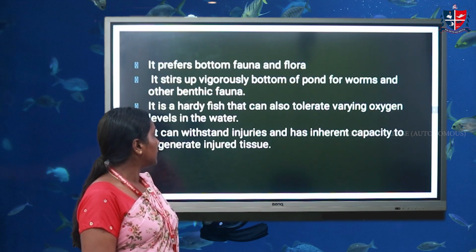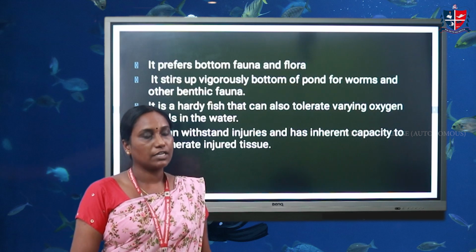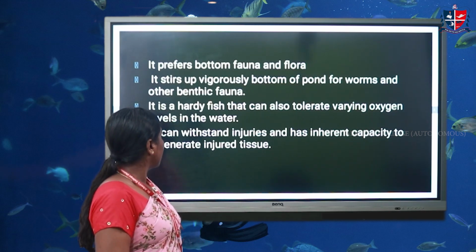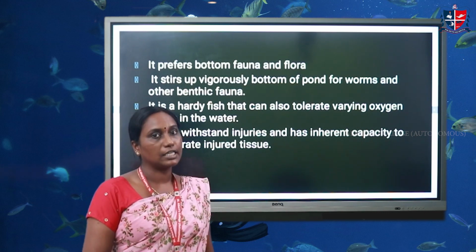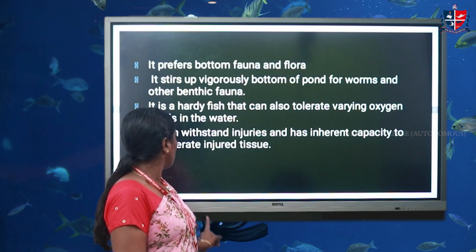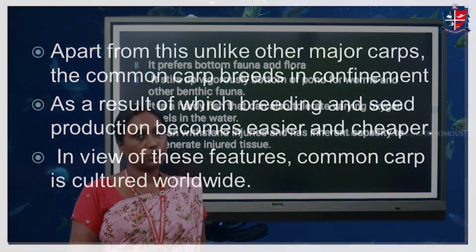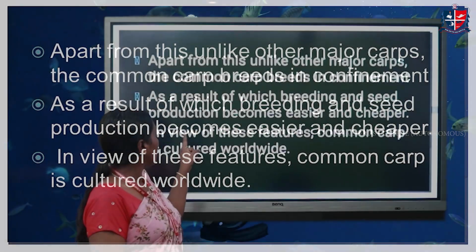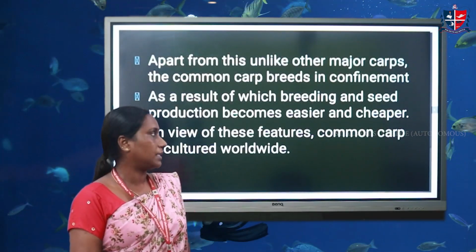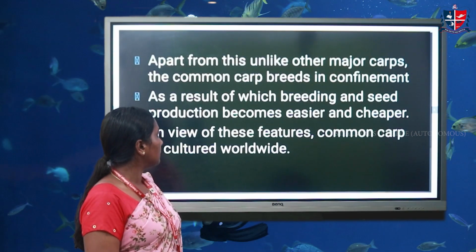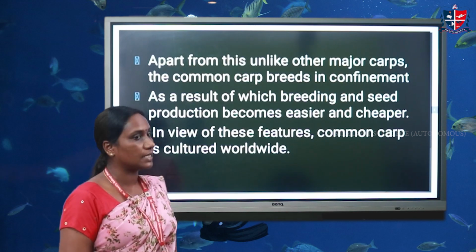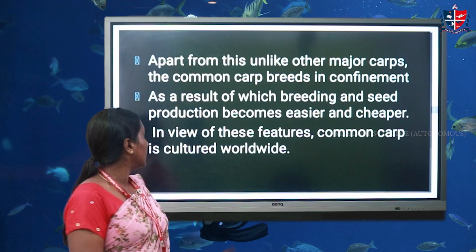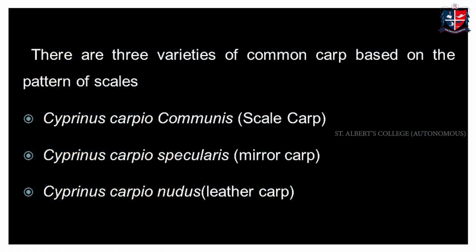It is a hardy fish that can also tolerate various oxygen conditions. It can withstand injuries and has inherent capacity to rejuvenate injured tissues. Apart from this, unlike other major carps, the common carp breeds in confinement, as a result of which breeding and seed production becomes easier and cheaper. In view of these features, common carp is cultured worldwide.